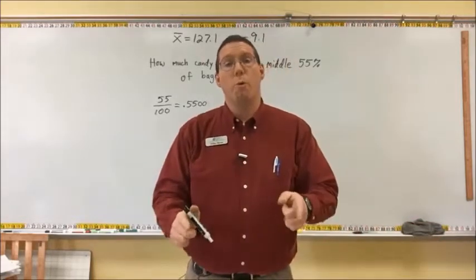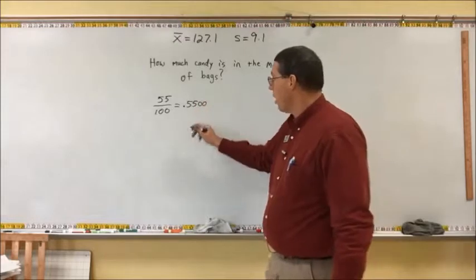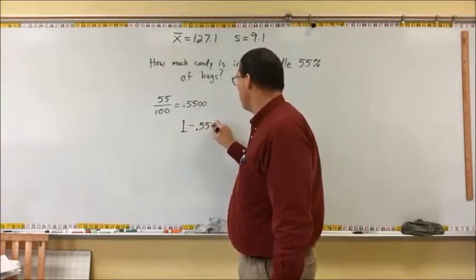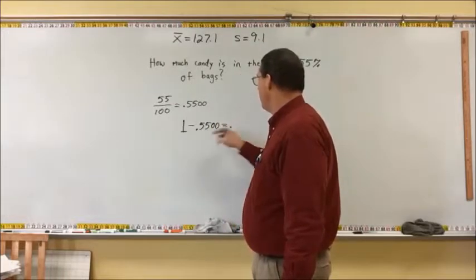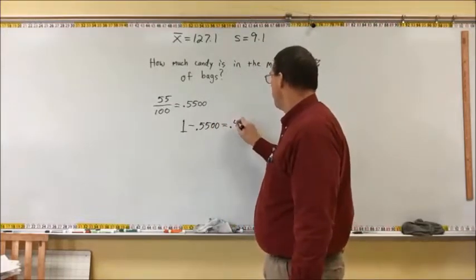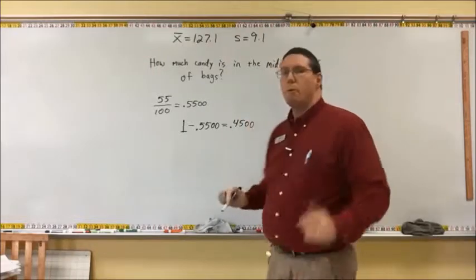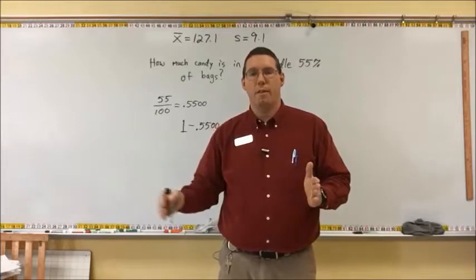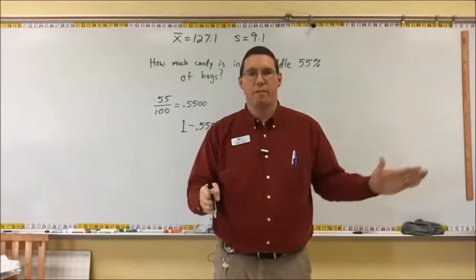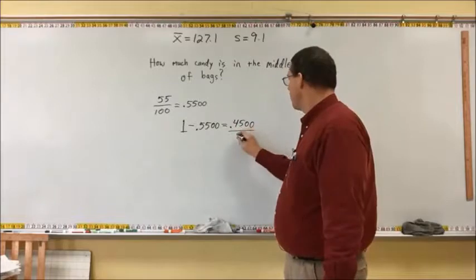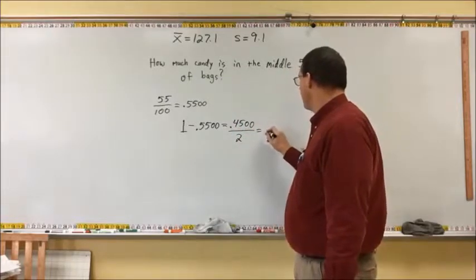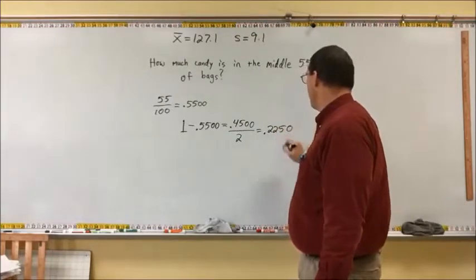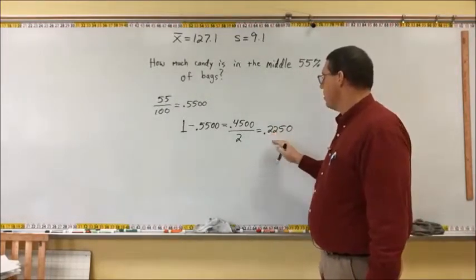Okay? So we want to first subtract this from 1 to get what percentage is not in the middle, or what proportion is not in the middle. So 1 minus 0.55 is 0.4500. And then we want to split that percentage in half and put half of it in the bottom tail and half of it in the top tail. Okay? So we're going to divide this by 2, and that's going to give us 0.2250. Okay? And this is the p-value we're looking for.